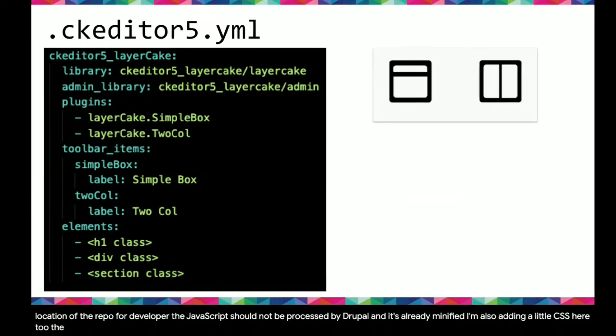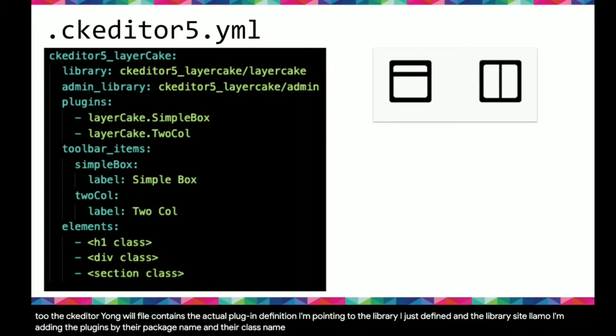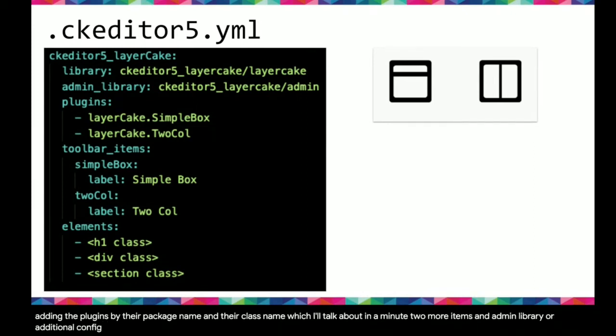The ckeditor.yaml file contains the actual plugin definition. I'm pointing to the library I just defined in the libraries.yaml. I'm adding the plugins by their package name and their class name, which I'll talk about in a minute. Toolbar items and admin library are additional config just for the toolbar UI. And elements are to help validate Drupal's HTML filter so that if it's enabled, we can add these elements and attributes to an allow list so that they can be rendered on the page.